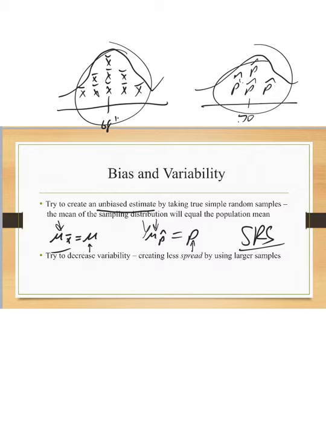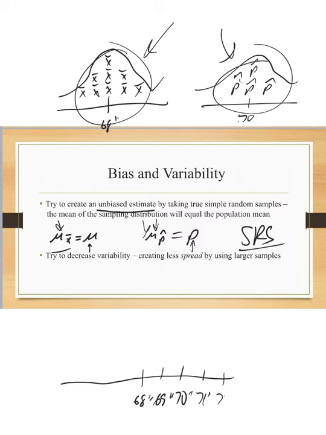Now, decreasing variability is the idea that our graphs here aren't so wide. In other words, if we were doing heights and we only took 2 people at a time, there might be some average heights of 2 people that are all the way up by 72 inches or something like that. And so if we have a really wide graph, then that's not terribly precise. And that happens if we have too small of a sample size.